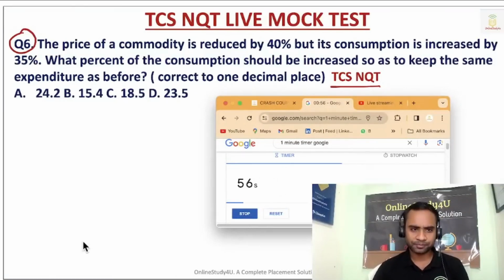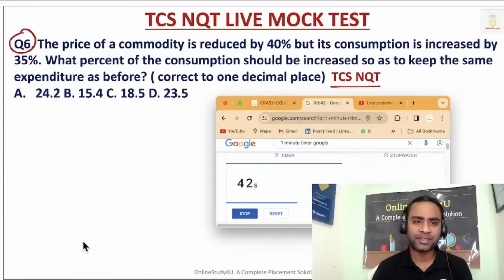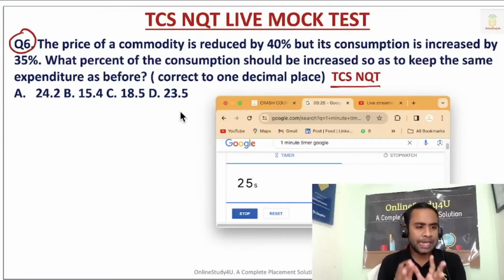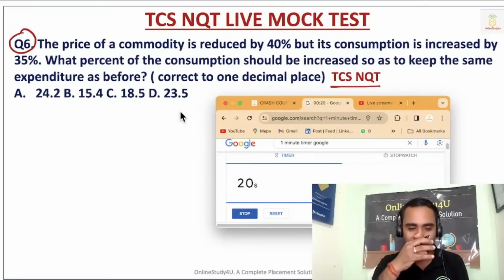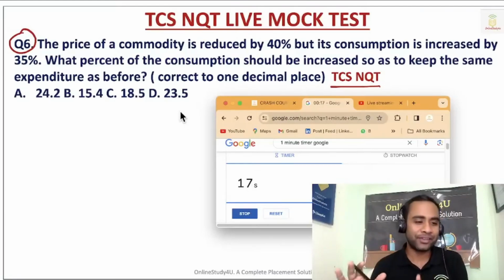Yeah. So come on, question number 6. Let us see who solves. The price of a commodity is reduced by 40%, but its consumption is increased by 35%. Now, what percent of the consumption should be increased so as to keep the same expenditure as before? Again, in this question, the options are given in terms of percentage. If your options are given in terms of percentage, then you know you can assume any value, right? You do not need to assume X.